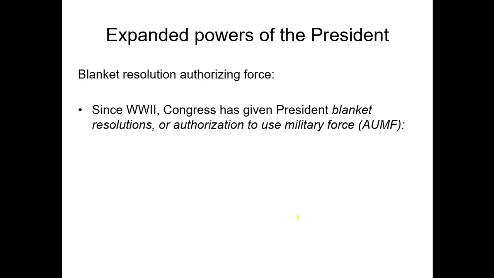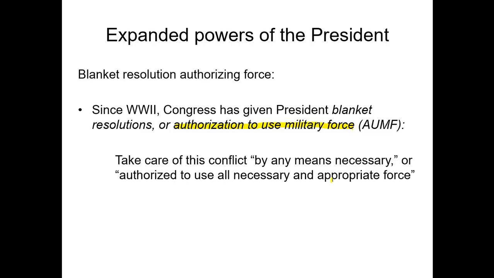Now, one of these is what we'll call a blanket resolution authorizing force, in some cases called the authorization to use military force. There've been several episodes since World War II where Congress has given the President authorization, basically a blank check, to take care of this problem. And the wording is such that it says by any means necessary, or in the case of the 2001 War on Terror resolution, authorized to use all necessary and appropriate force.